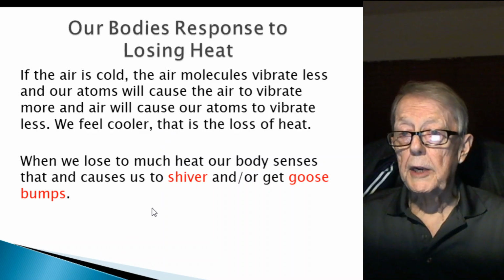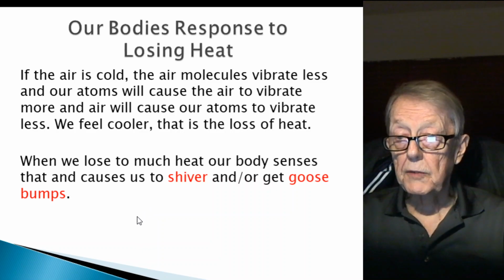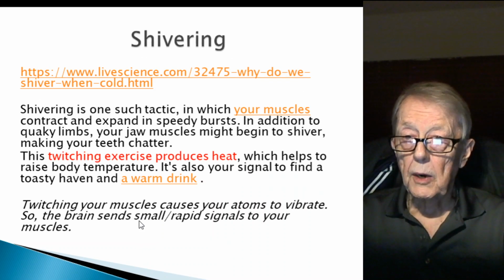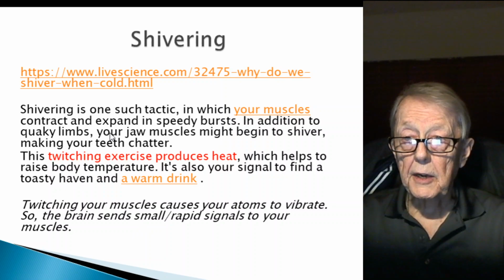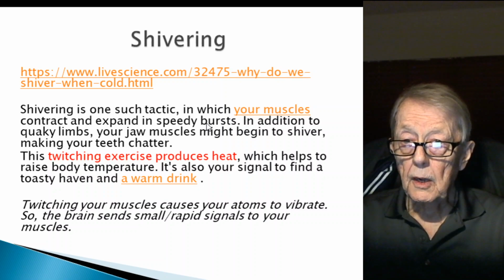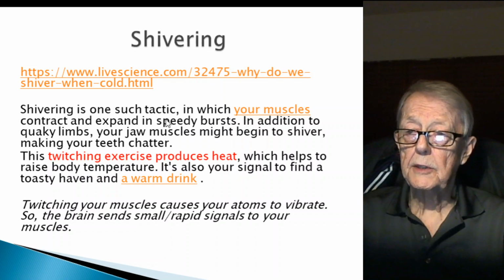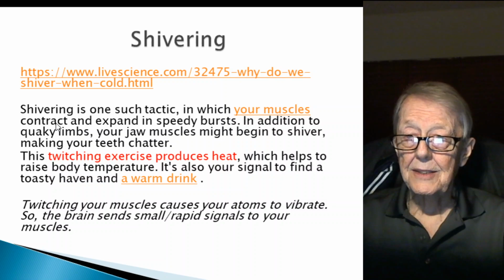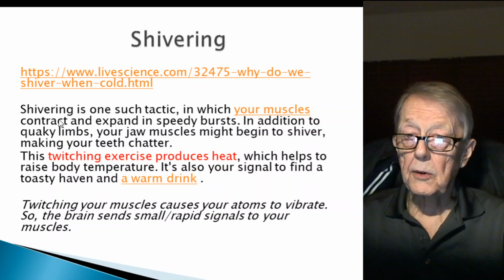When we lose too much heat, our body senses that and causes us to shiver and get goose bumps. Well, why does it do that? It does it automatically. We don't ask it to do that. Shivering is one such tactic in which we control the temperature, in which your muscles contract and expand in speedy spurts. That's the way muscles work, by the way. It's really a contracting signal. When it's a strong signal from the brain, the muscle contracts.